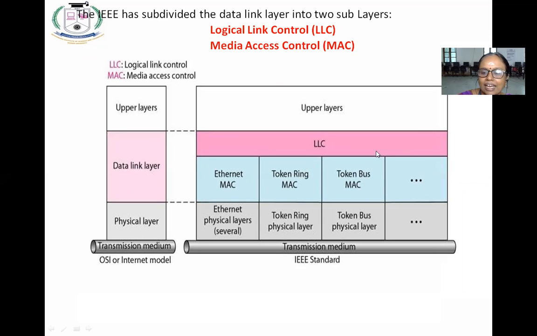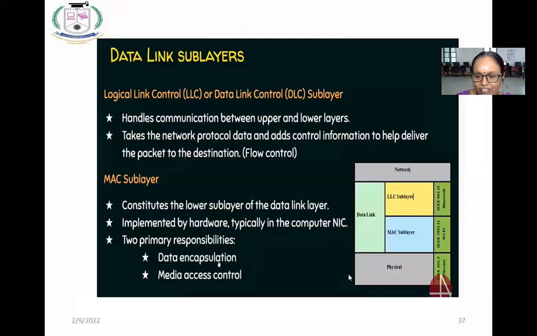So this data link layer has the LLC, that is the logical link control layer, and another one is the media access control layer. Now we will see the purpose of these two layers. Then we will move on to the wired LAN, that is Ethernet. So the logical link control layer, or data link control, the name is the same, LLC, or we used to say DLC. What will it handle now?